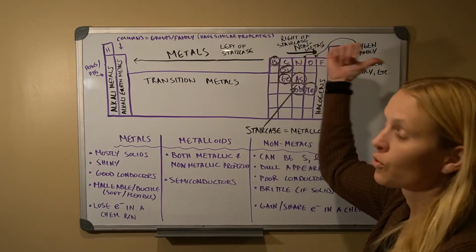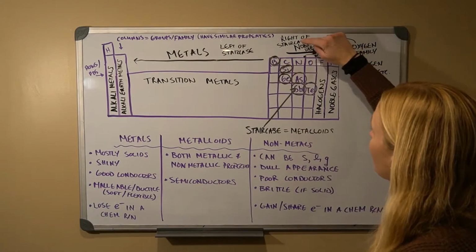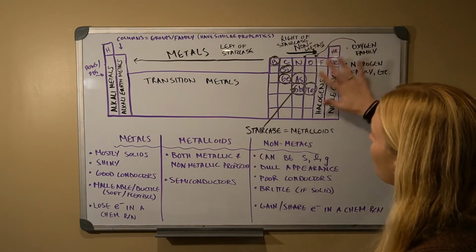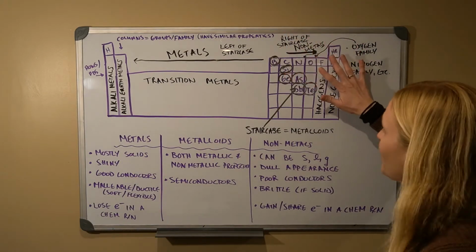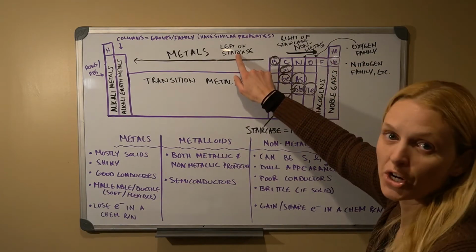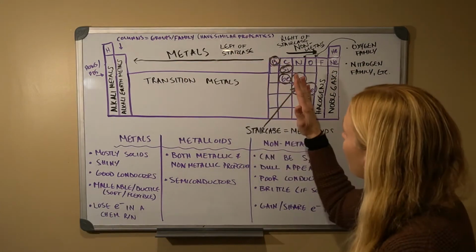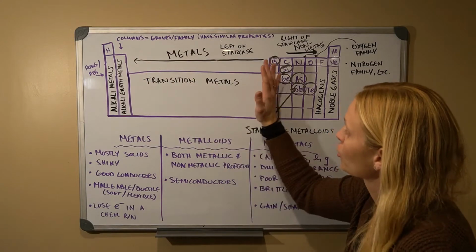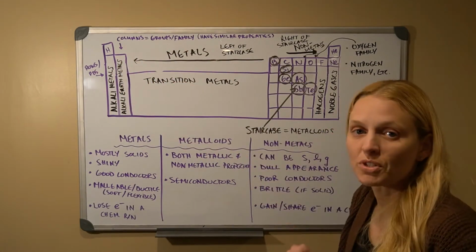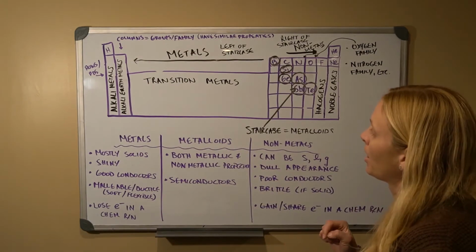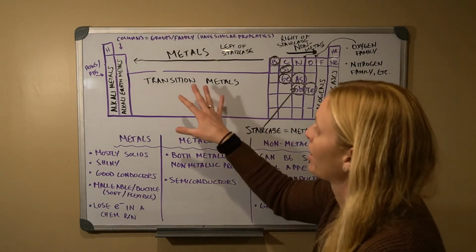To the right of the staircase, these are all the nonmetal atoms. Nonmetals, they are not metals. And to the left of the staircase, everything to the left of the staircase, these are all metals. And then there are some more specific names of some metals that we can classify over here.